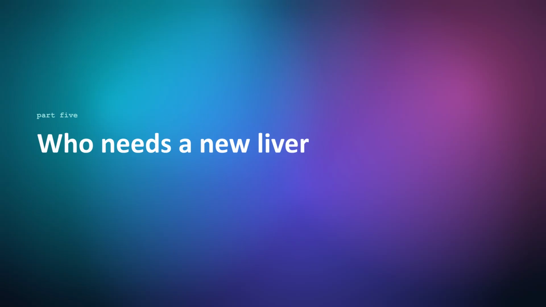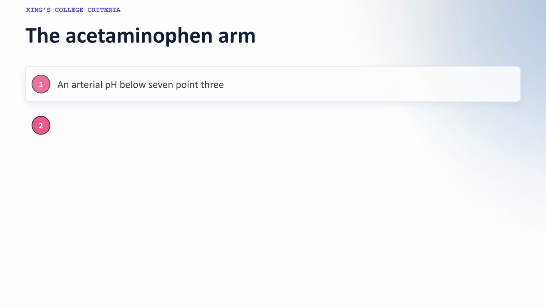The King's College criteria are the tool we use to answer that. And they have 2 separate arms, because acetaminophen liver failure and everything else behave differently. The acetaminophen arm is the simpler of the two. Either an arterial pH below 7.3 on its own, or all three of the following together.